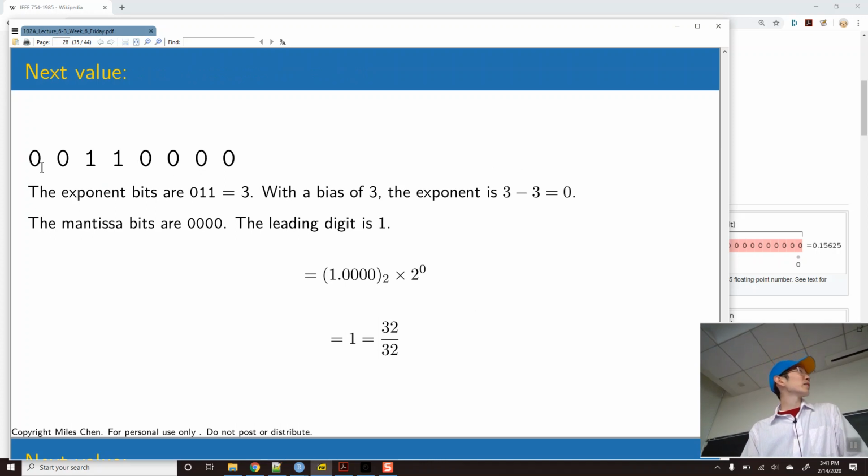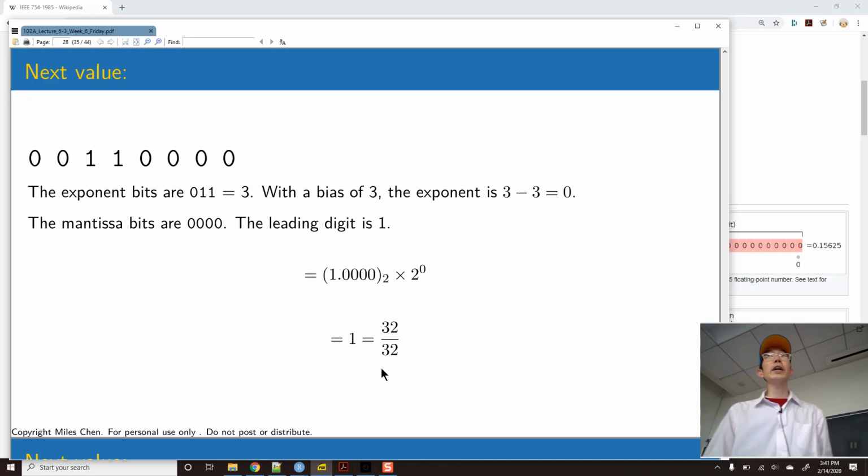So this is 0, 0, 1, 1. My exponent is 0, 1, 1, which is exponent bits are 3. Okay, with a bias of 3, the exponent is 0. 2 to the 0 is 1. My mantissa is all zeros, so this becomes 1.0000. Times 1, that's 1. That's 32/32, okay?